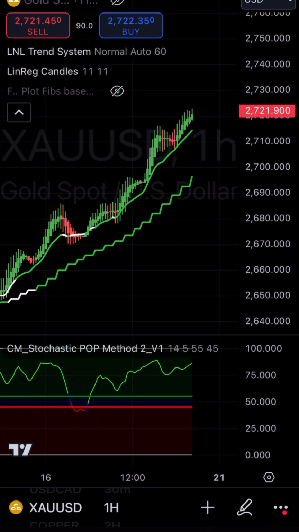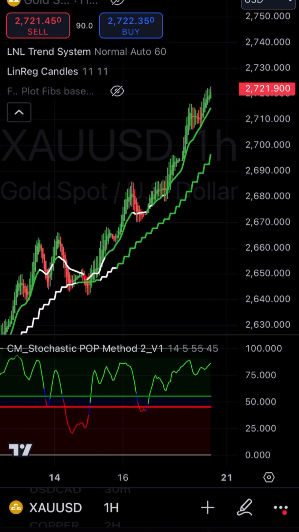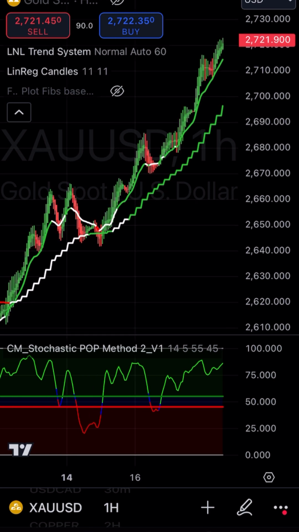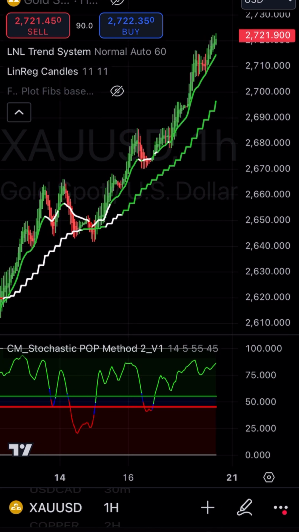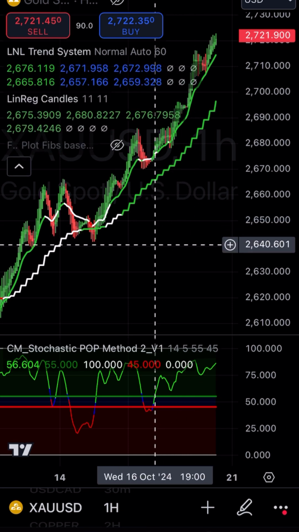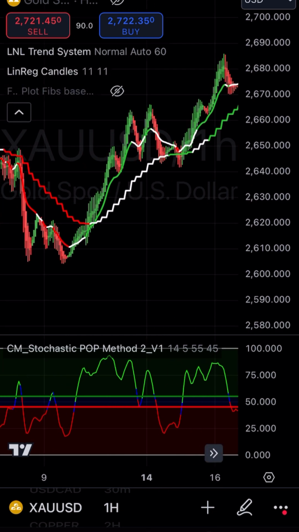Basically what you want to do is identify the direction by using the LNL Trend System. And when you establish the direction, if you miss the cross on the hour, you'll use the CM stochastic to find the moments where your next entry points are, like here, and all those moments I highlighted.